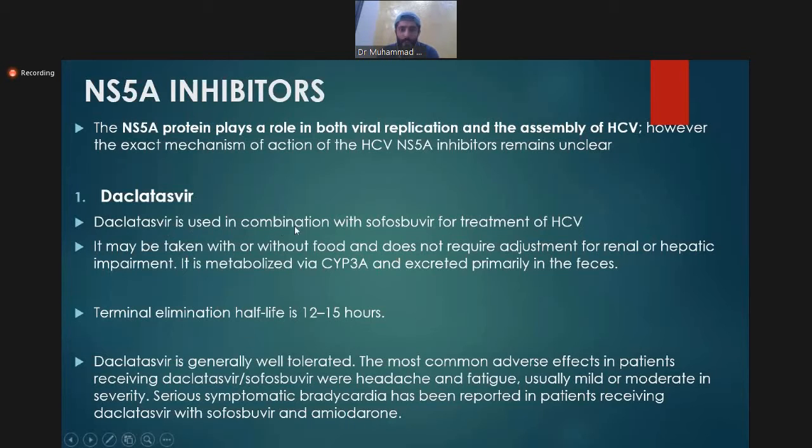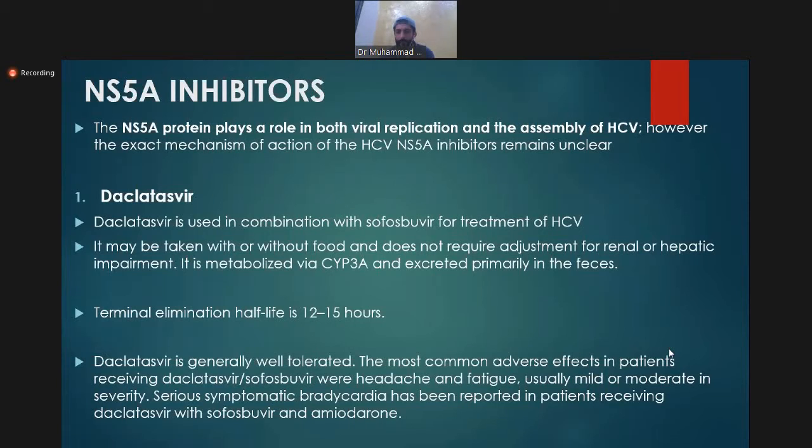Daclatasvir is used in combination with sofosbuvir for treatment of hepatitis C virus. It may be taken with or without food and does not require adjustment for renal or hepatic impairment. It is metabolized via the liver enzyme CYP3A and excreted primarily in the feces. Terminal elimination half-life is around 12 to 15 hours, and it is generally well tolerated.